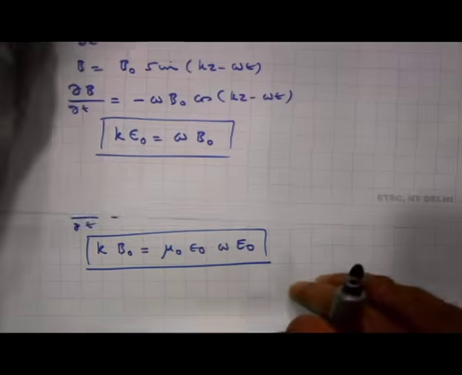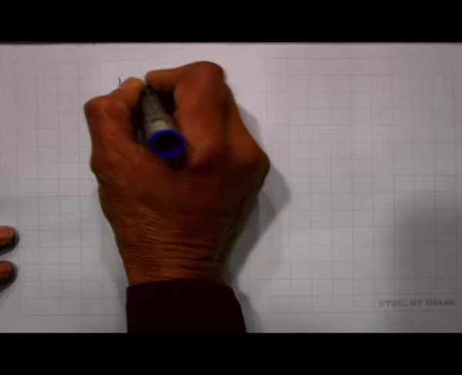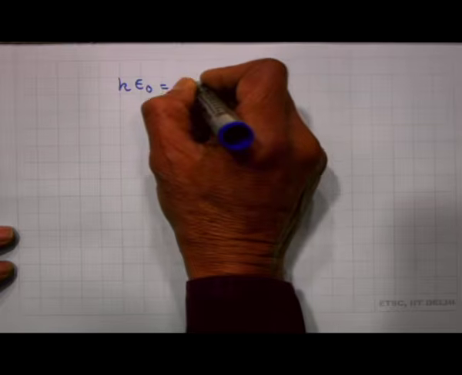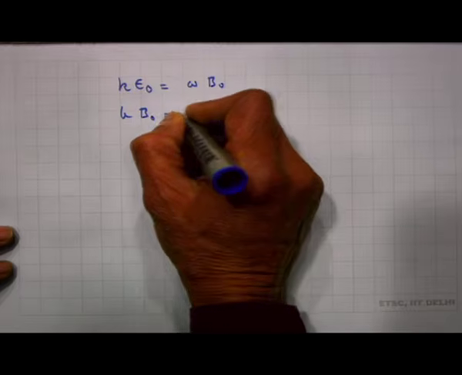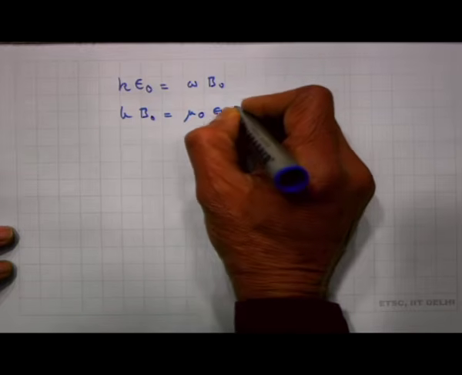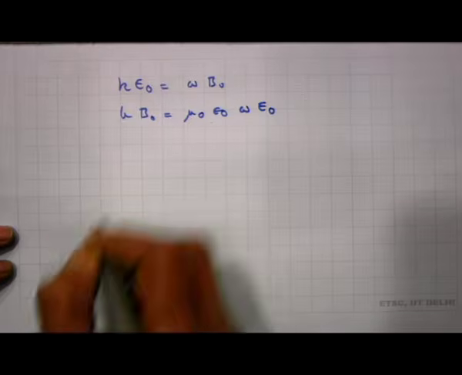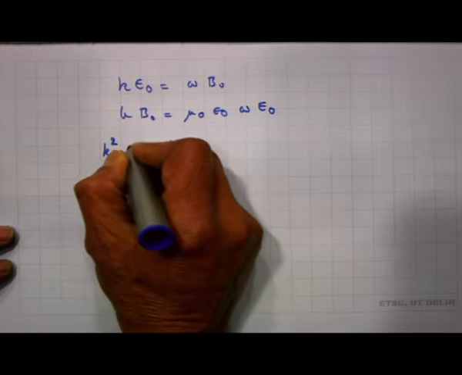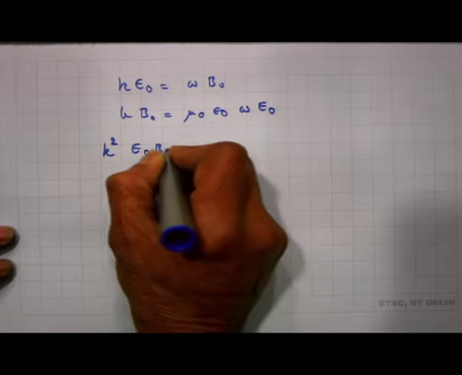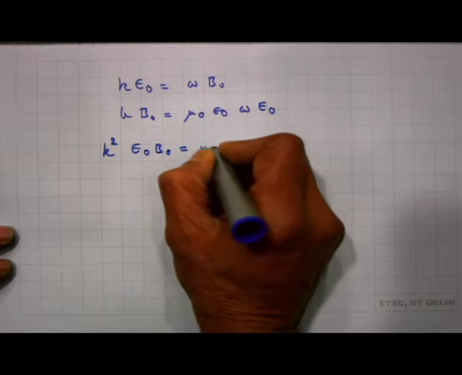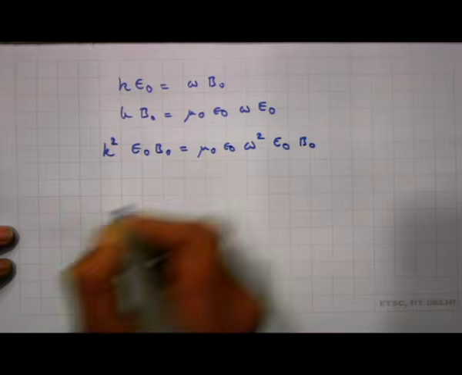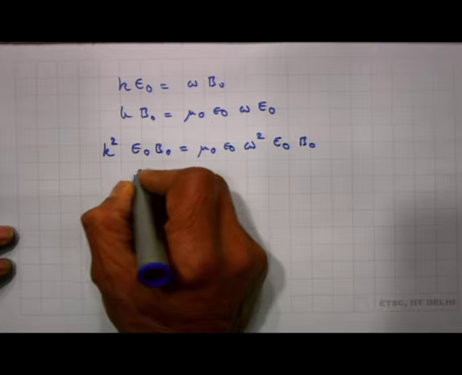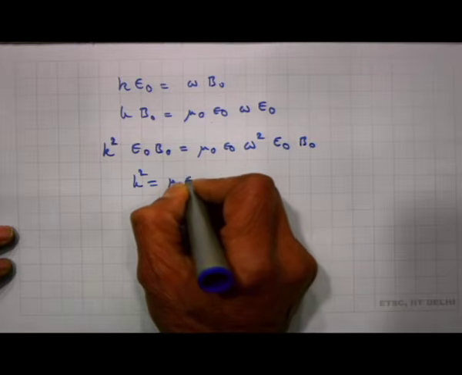So, let me rewrite these equations and simplify. I have two equations now. k times E naught is equal to omega times B naught, and k times B naught is equal to mu naught epsilon naught omega E naught. So, let me multiply both these equations. I get k square E naught B naught is equal to mu naught epsilon naught omega square E naught B naught. So, if I cancel off E naught B naught, I get k square is equal to mu naught epsilon naught omega square.